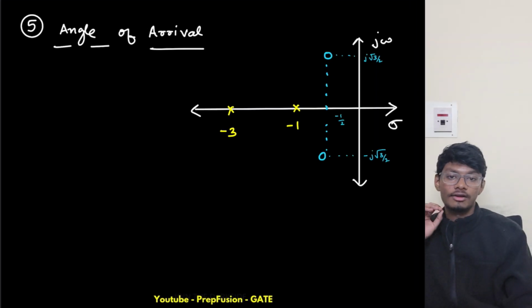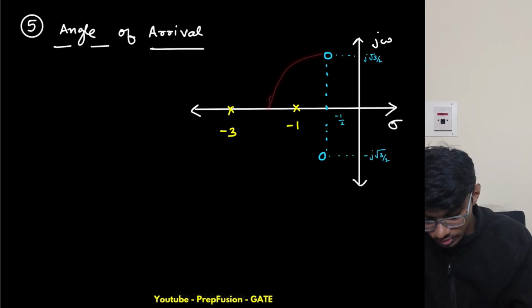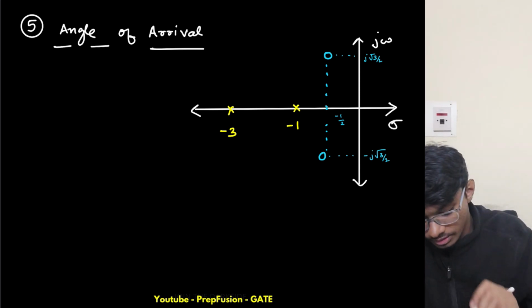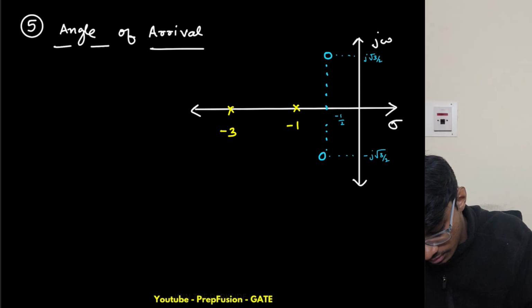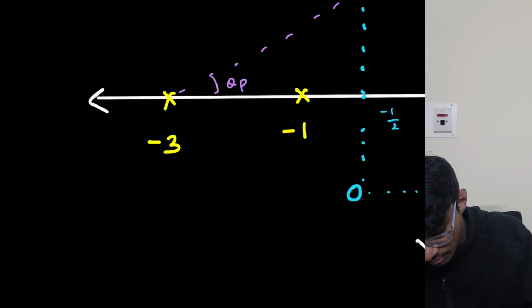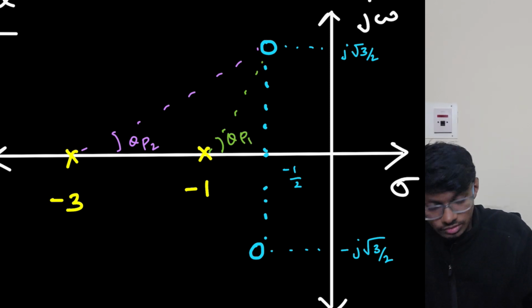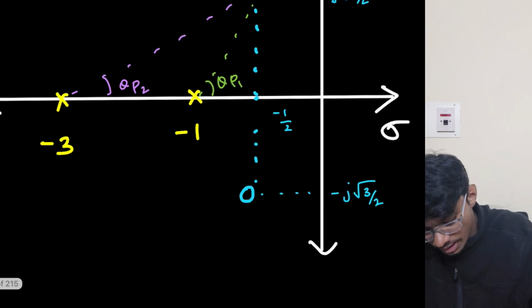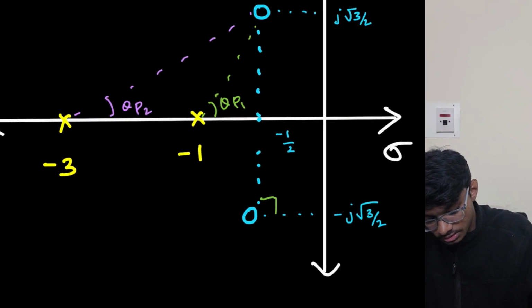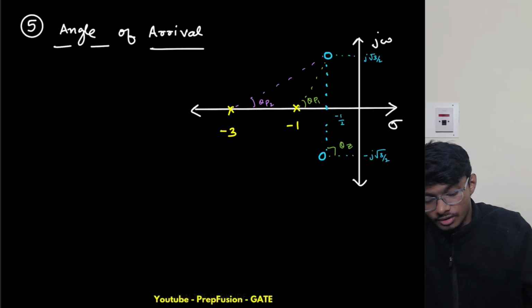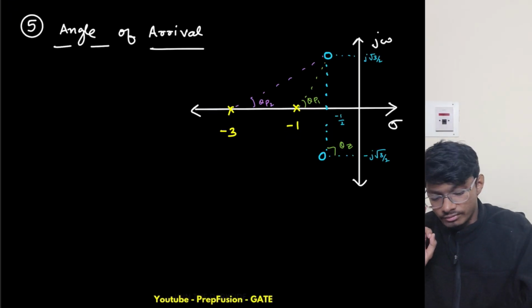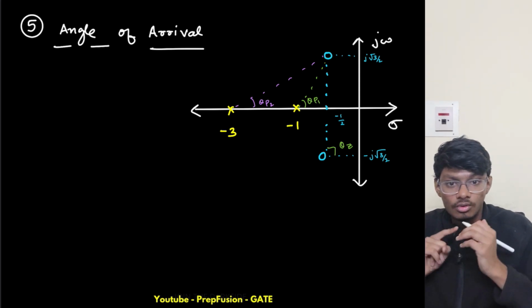Now I have to find the angle of arrival. One thing I know, it will arrive something like this, so I can draw it, or I'm not drawing it. What I will do is find the angle with respect to this one. Let's name the angle from this pole theta p2, and the angle from this one theta p1. And with respect to this zero, let's name this angle theta z basically. Now what was the angle of arrival? Angle of arrival was for open loop zeros.